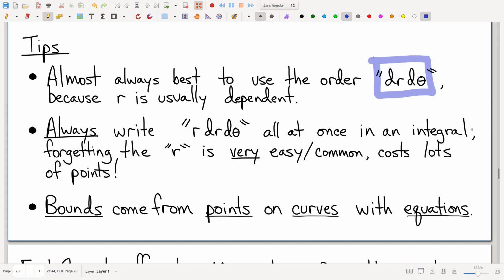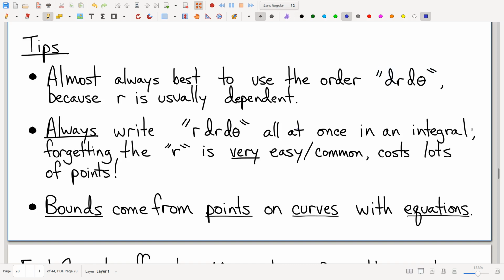And dr d theta is always, in my experience, better. I mean, don't get me wrong, when I was in a weird mood one day, I contrived a very strange counterexample where d theta dr works better. But it was extremely unnatural. I've never seen it arise organically, as they say. So just always do the differentials in that order.